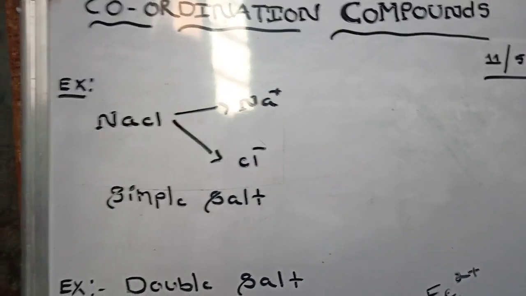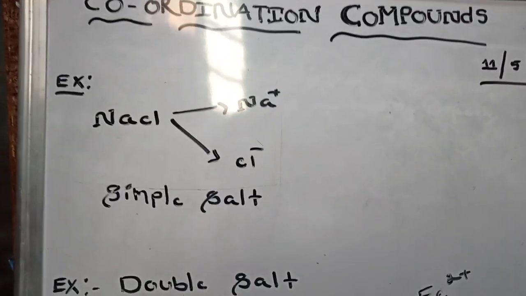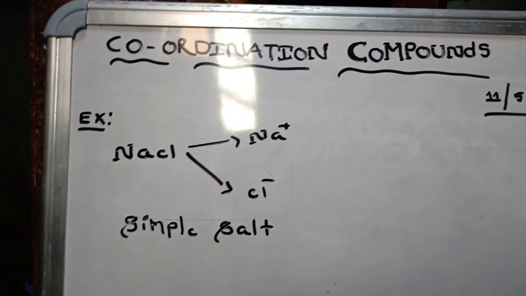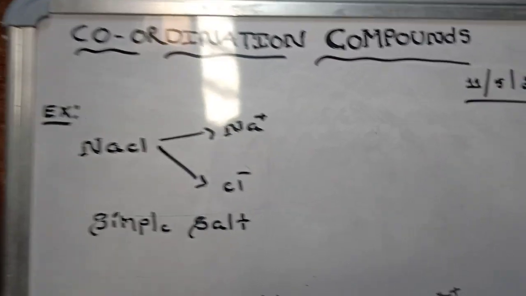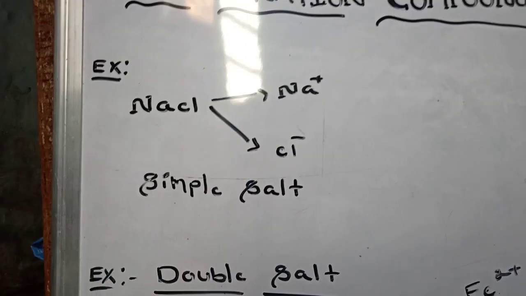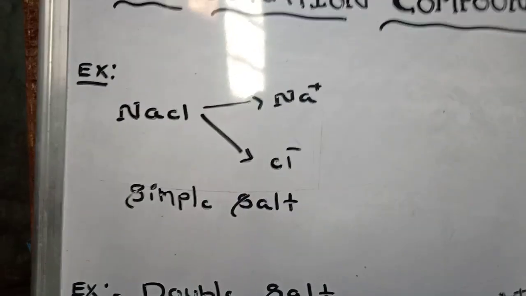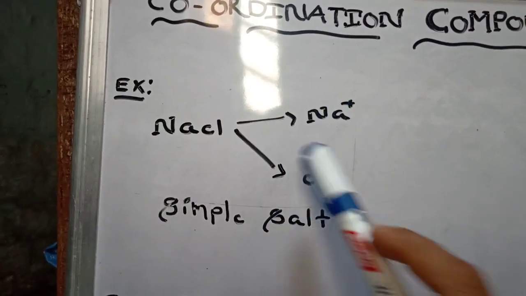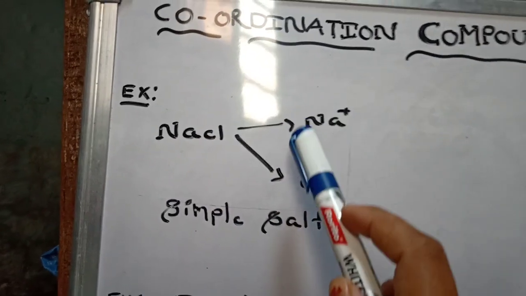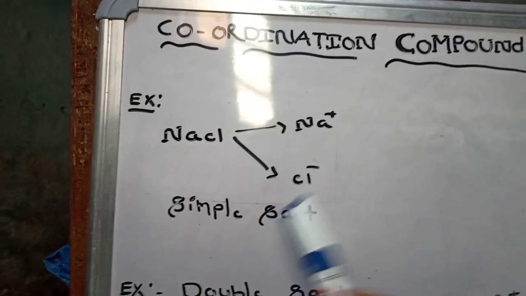into the NaCl, what happens? Do you have any idea? I think you know it will dissociate, right? What do you mean by dissociate? After adding water into the NaCl, it dissociates into constituent ions. Here NaCl dissociates to form Na plus and Cl minus as constituent ions.